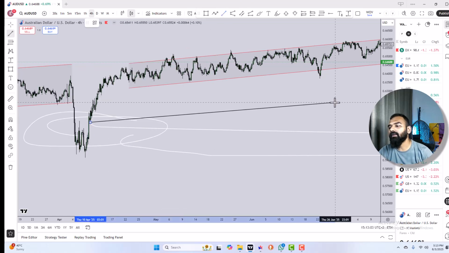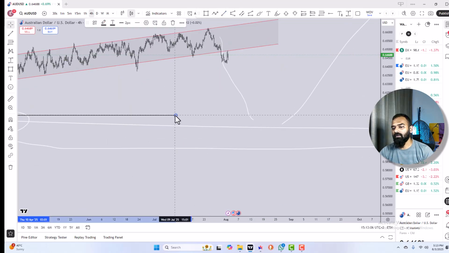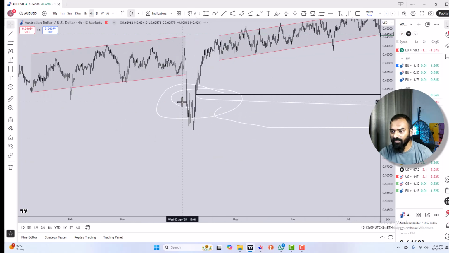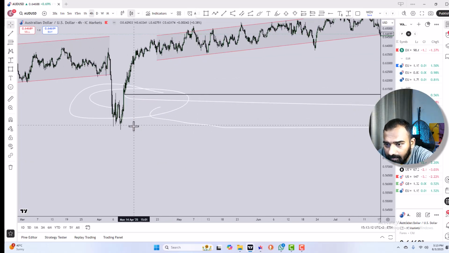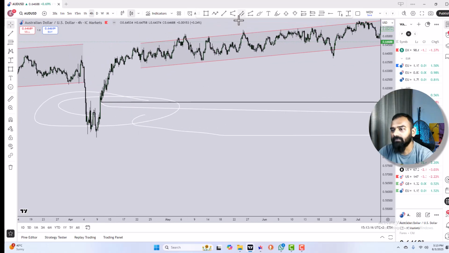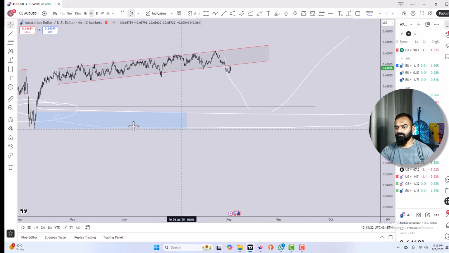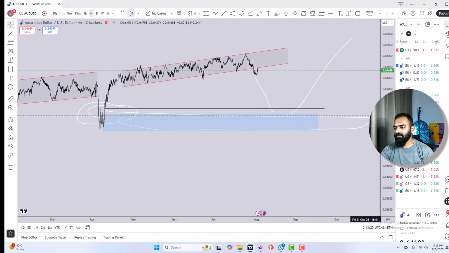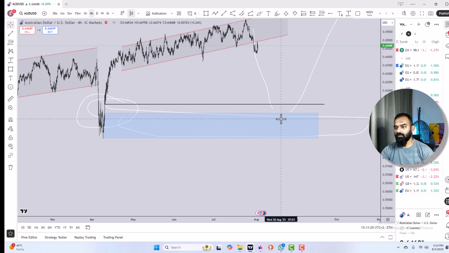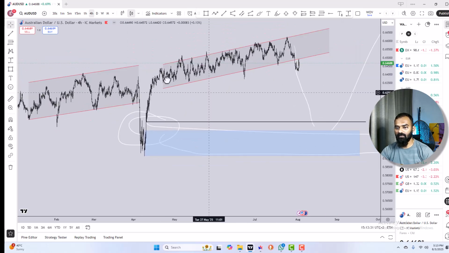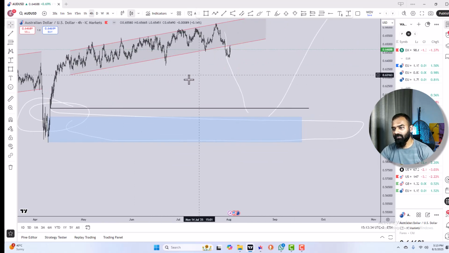This is a liquidity level. You can say it is a fair value gap high. And we have this particular area. Still, AUD has to come down. It is a long way. So I will be waiting for it to come down.